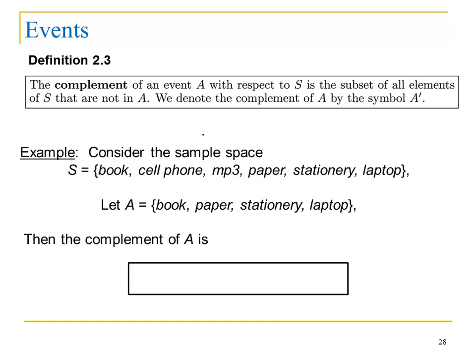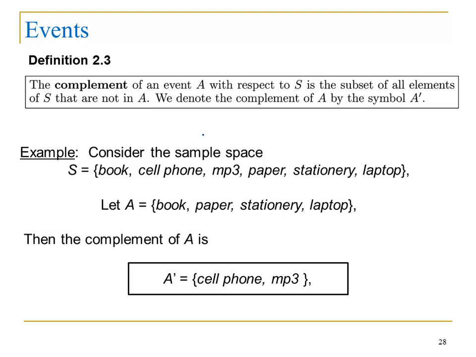If we define set A as this, using these four elements, then the complement of that set will be the rest of the elements or the output. So here we don't have cell phone, so cell phone will be part of the complement, and MP3 will also be part of the complement. So if we put together the event and the complement, then we're going to have the sample space. Okay?